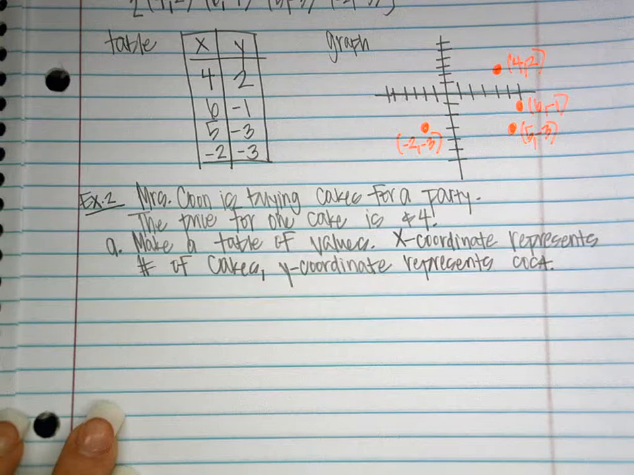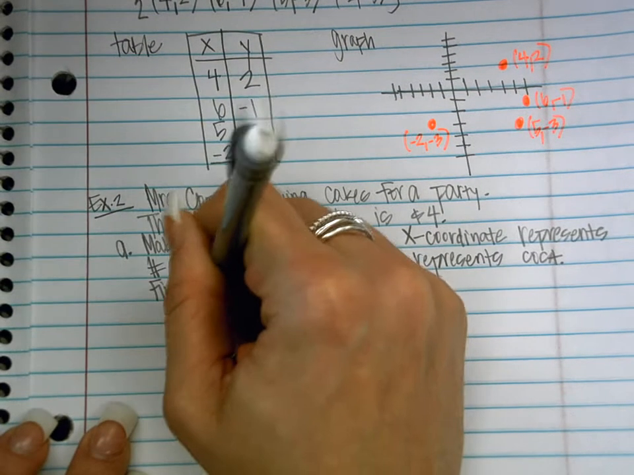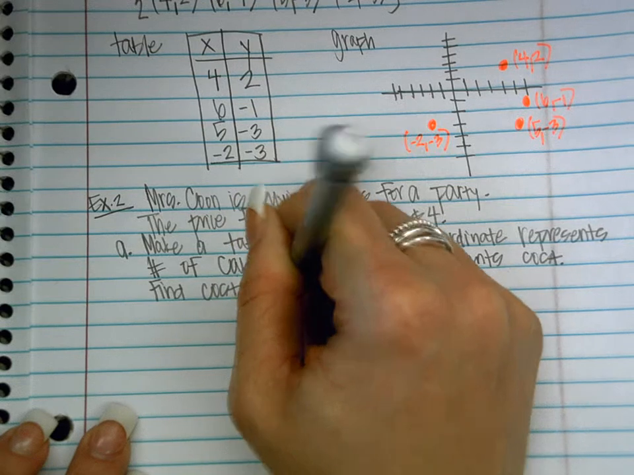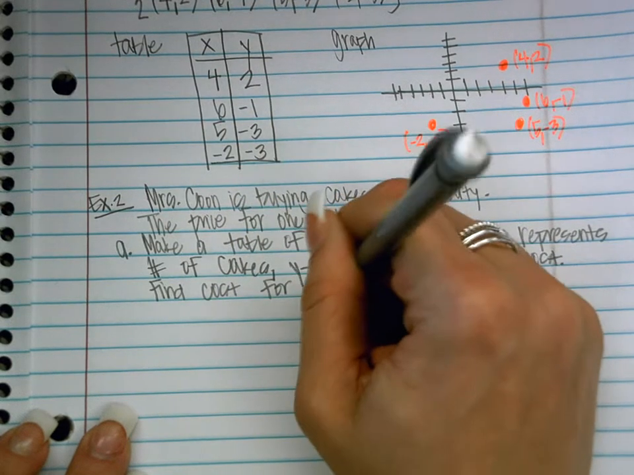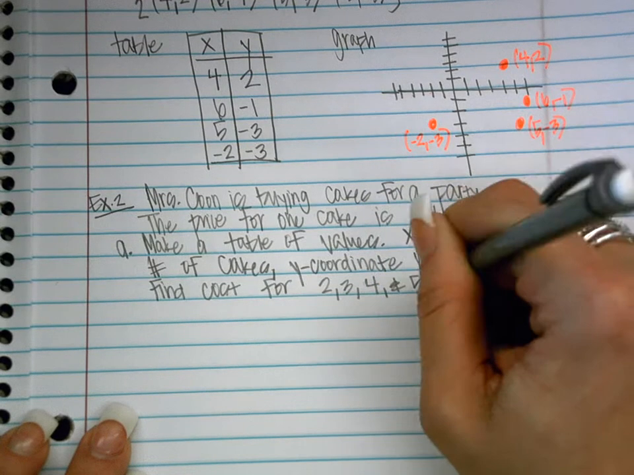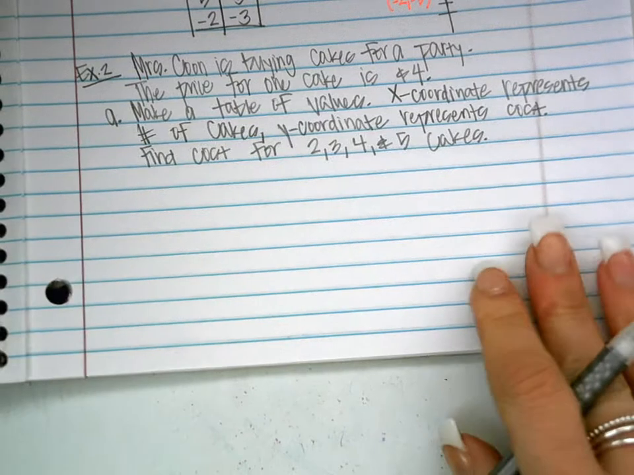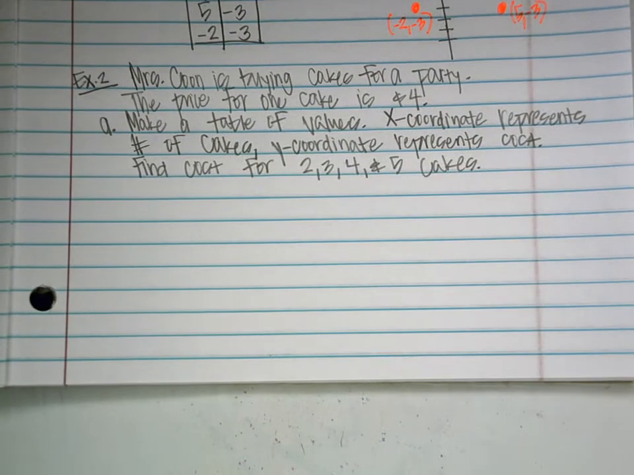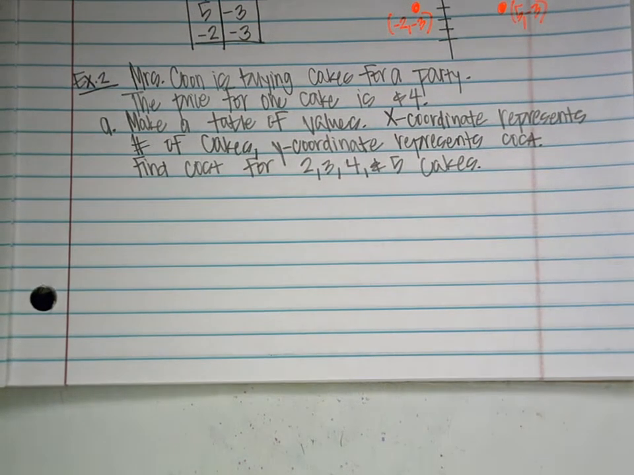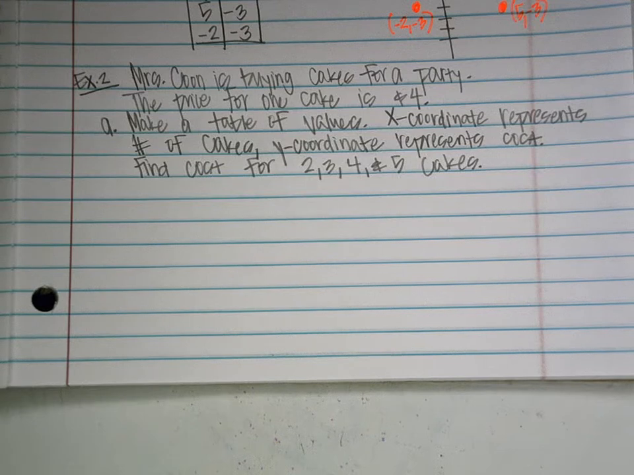Okay, and I want you to find the cost for 2, 3, 4, and 5 cakes. So I'm buying cakes for a party, and each one cake costs $4. I would like you to write a table. So let's make a table for 2, 3, 4, and 5 cakes.